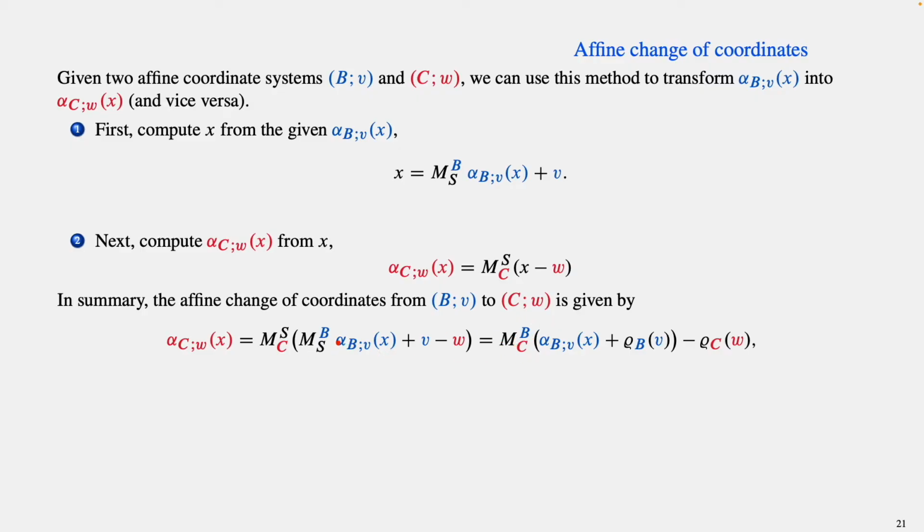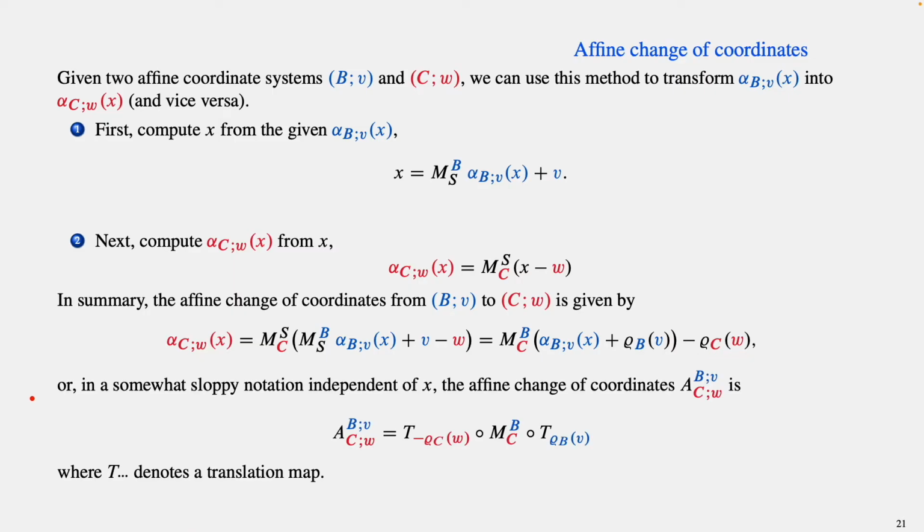So we can write those two as MBC times alpha BV of x plus rho B of V in parentheses. And finally, minus W multiplied by MSC is just W expressed in the basis C, so that's minus rho CW. Now this already looks complicated, but let's write it even more abstractly in a notation that is independent of the particular vector x.